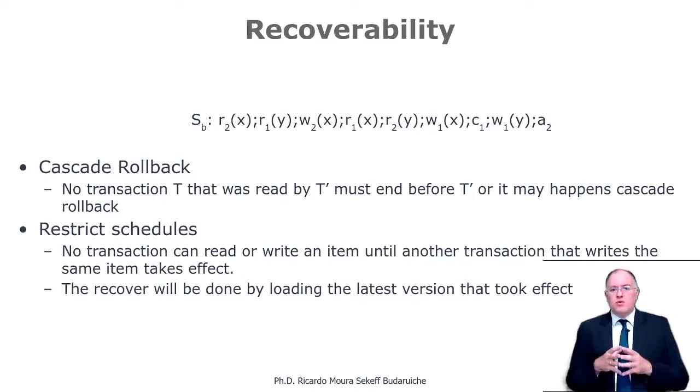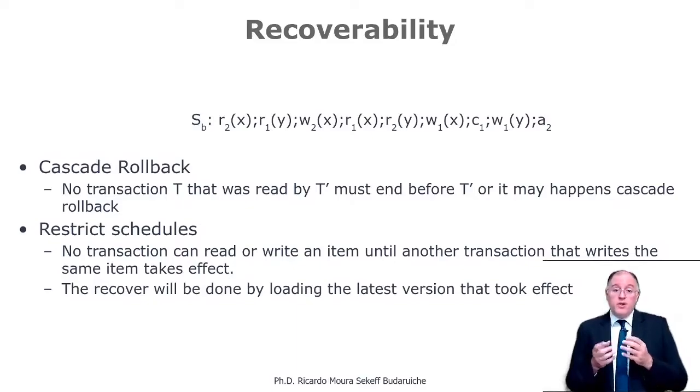Not every cascade rollback causes a problem. Only if it has to undo, for example in this case, a committed transaction. Okay, so that's the reason it's important to grant that the schedules will be restricted. It means a restricted schedule: no transaction can read or write an item written by another transaction, T-line, before T-line takes effect. Restricted schedules are always recoverable, and it's easy for the DBMS to handle them. That's why restricted schedules are important.